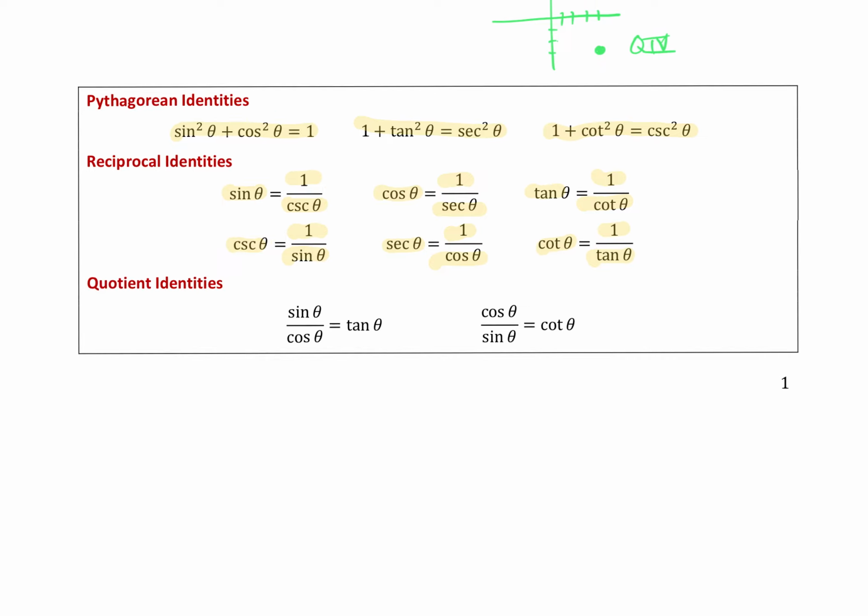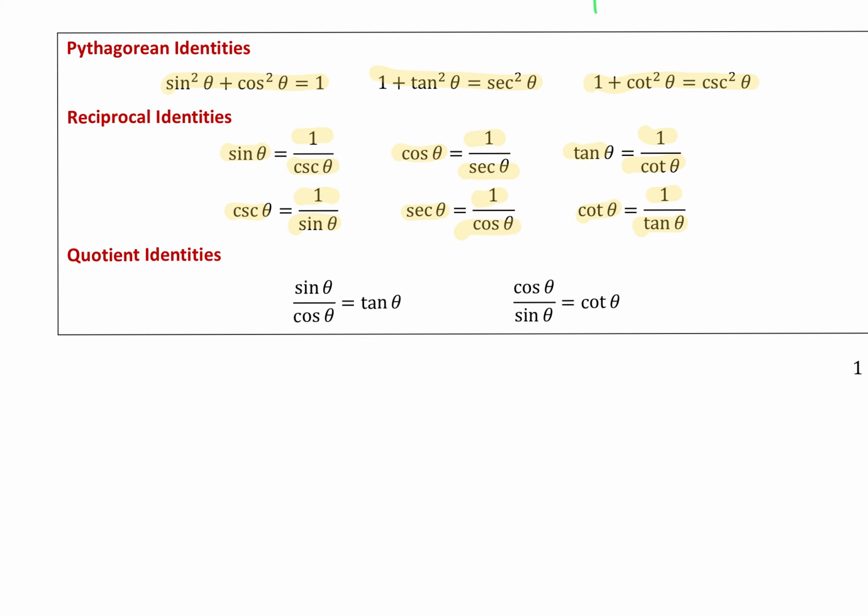We also have this new way of writing these, and that would be what we call the quotient identities. So if you look at the tangent, it's y over x, but sine is y, cosine is x. So another way that you could write tangent is sine over cosine. And then if you flip it, you get cotangent, which is cosine over sine.